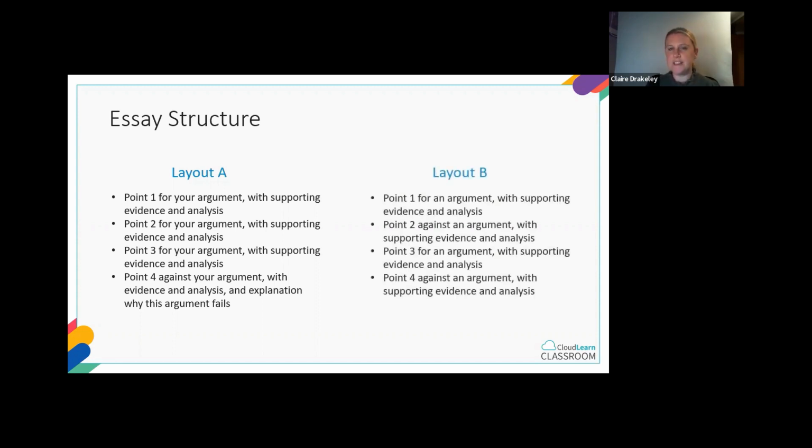Layout B, let's look at the second layout for this essay. This is the main body again. So there's an introduction above it and a conclusion below. But the main body goes, point 1 for an argument with supporting evidence and analysis. Point 2 against an argument with supporting evidence and analysis. Point 3 for an argument with supporting evidence and analysis. And then point 4 against an argument with supporting evidence and analysis.